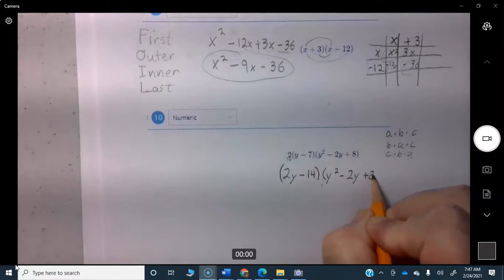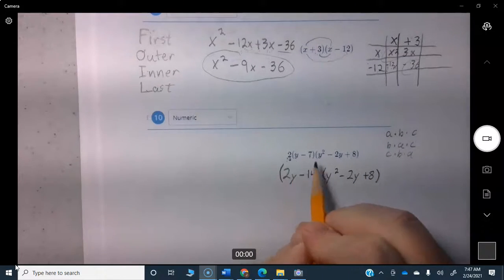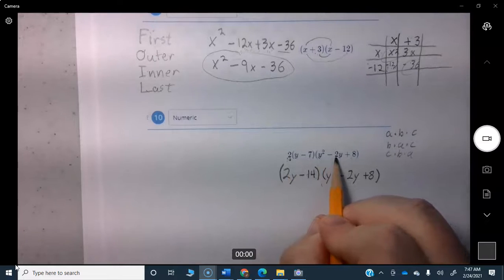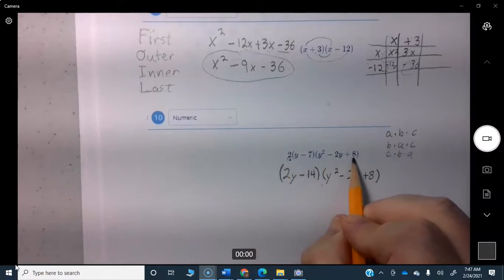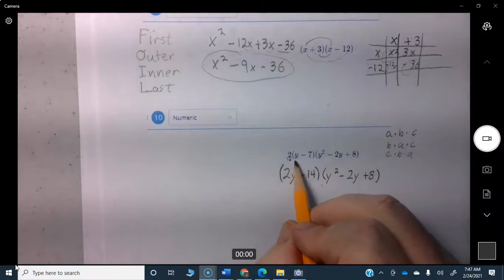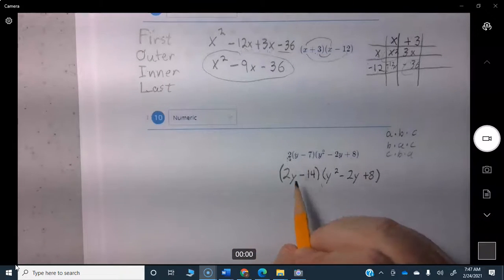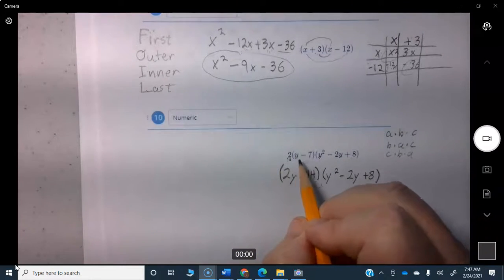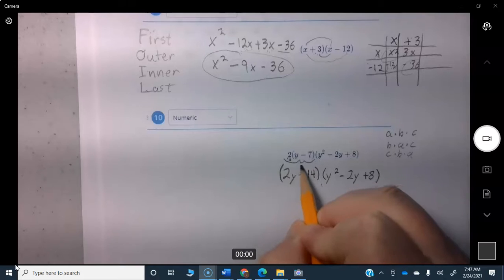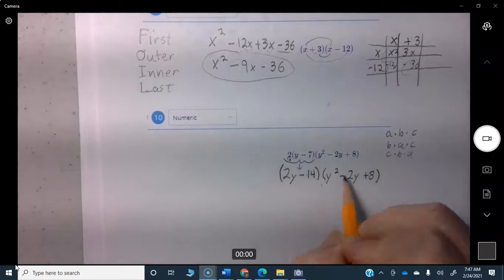What you could have done is what I just said. You could have taken the 2 and made it 2y squared minus 4y plus 16. You could have multiplied the 2 through this and left this guy alone. But I decided to multiply the 2 through this one. Okay, so now I have this instead of these two. These two become that. And then this stays what it is.